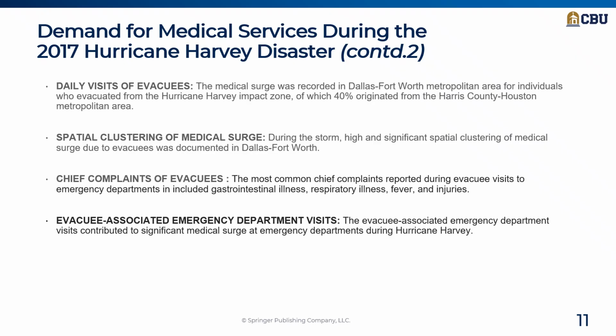The surge wasn't evenly distributed, with most evacuees coming from Harris, Galveston, Fort Bend, and Jefferson. Evacuees most often sought care for GI issues, respiratory issues, fever, injuries, and traffic-related injuries, while evacuee visits eventually returned to baseline levels. Their influx significantly strained emergency departments during the disaster period. Evacuation-driven medical surge can overwhelm healthcare systems far away from the actual disaster zone.